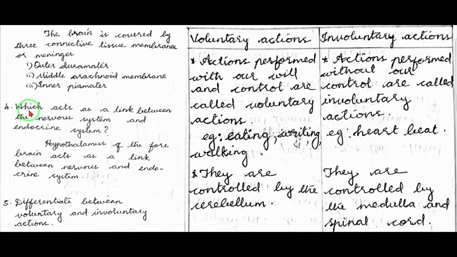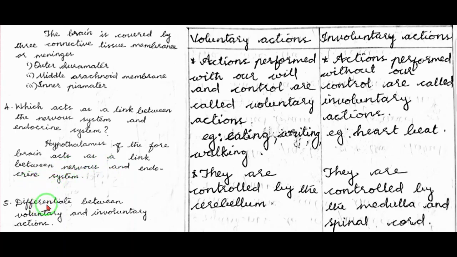Now the fourth question: which acts as a link between the nervous system and endocrine system? The hypothalamus of the forebrain acts as a link between the nervous and endocrine system.